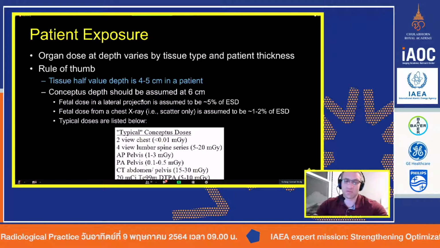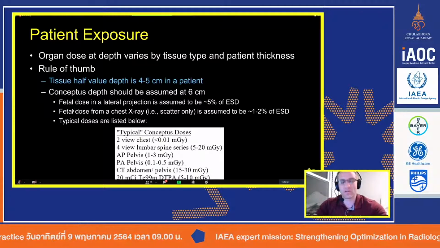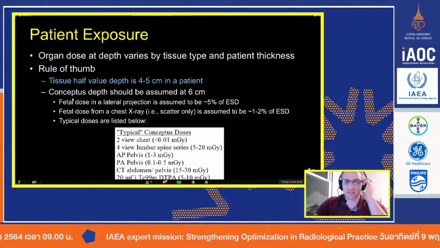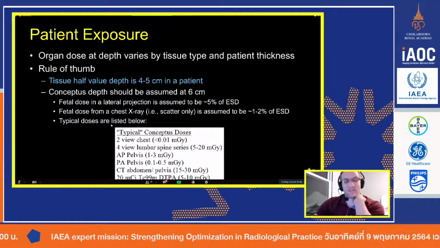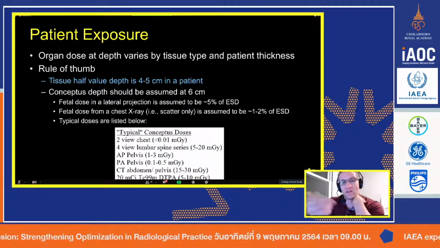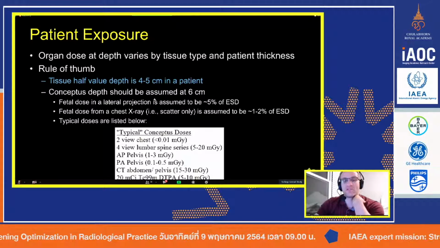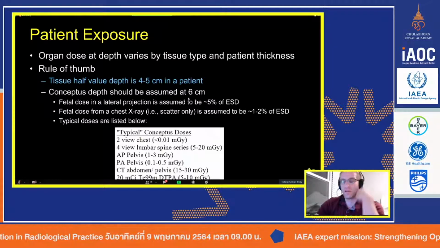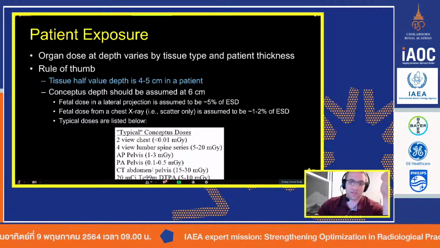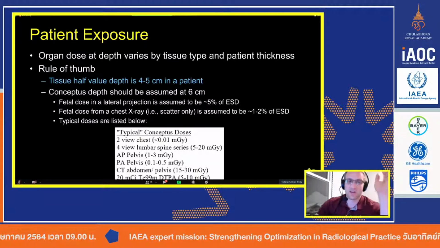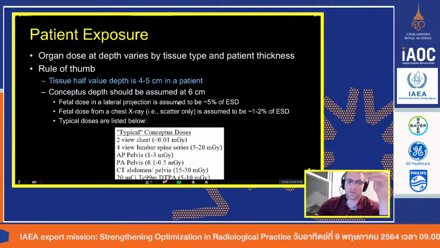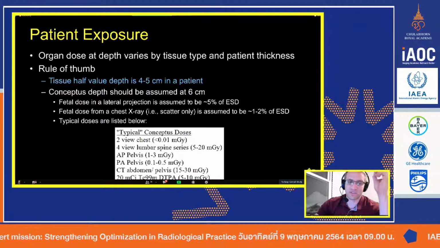The only time it's probably necessary to do some type of organ dose calculation would be more of a fetus or conceptus depth. So if you had, as an example, a pregnant patient that comes through and you want to know what the dose was to the fetus, well, conceptus depth dose is typically assumed to be 6 centimeters. Now I get it, that depends on the stage of pregnancy, depends on how big the mother is, etc. But in general, from the skin surface deep, we typically assume the fetus is roughly about 6 centimeters deep.